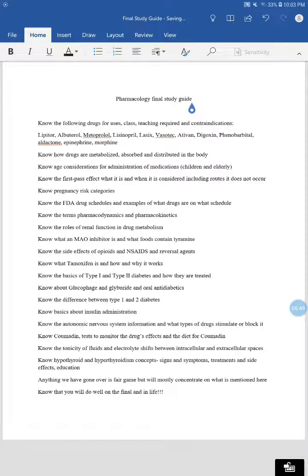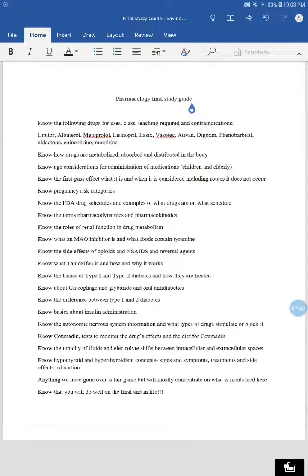Definitely know the tonicity of fluids: isotonic, hypertonic, hypotonic, when you would give each one, and what those electrolyte shifts would be between intracellular and extracellular spaces. Know hypothyroidism and hyperthyroidism concepts, so signs and symptoms of each, what their treatments would be, and what the side effects are of the medications that you might give. Which ones you can give IV versus not, as well as education with that. What would you want to educate your patient with?